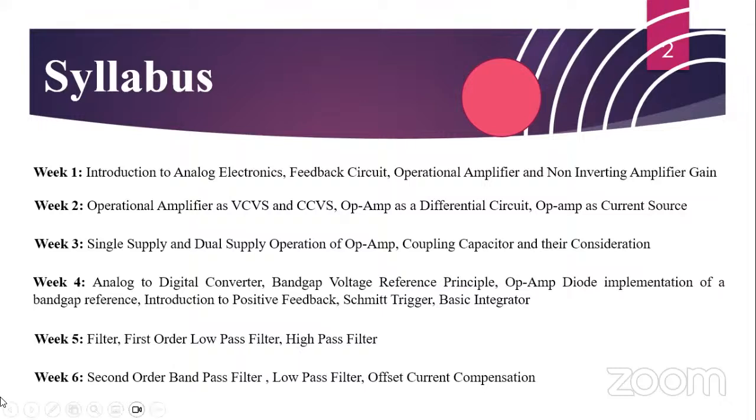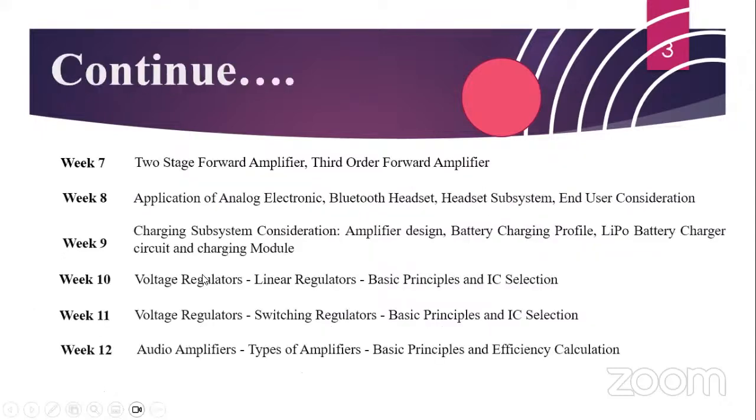The filters are again classified into low pass, high pass, band pass, and band stop filters. So in the fifth and sixth weeks, we discuss filters. The filters may be first order filters or second order filters. Along with that, in week 7, we go to the forward amplifiers. In week 8, we go to the application part, the application of analog electronics.